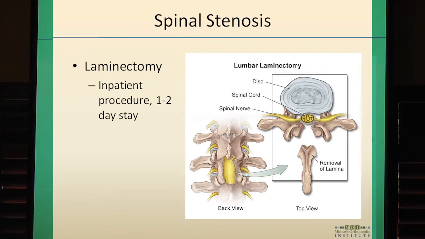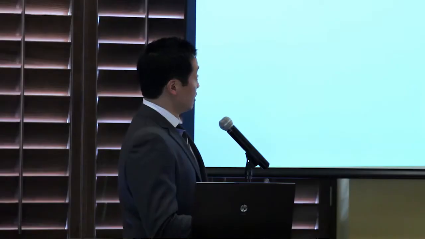The lamina essentially is all the bone from behind the thecal sac, which is where the spinal fluid is contained. Cross-section view, this is probably a little bit easier to appreciate here. You're basically just unroofing the canal, removing the bone. In reality, you're doing a lot more than this. This makes it look like it's very narrow, but in reality, you're basically taking all of this away and freeing up the canal there. It's an inpatient procedure for the most part, 1 to 2 days in the hospital.